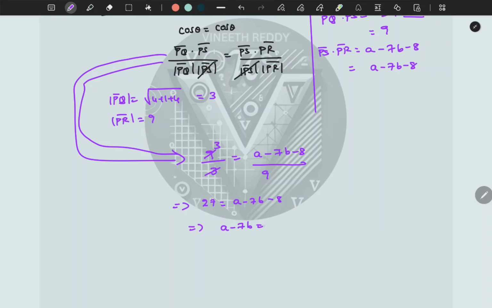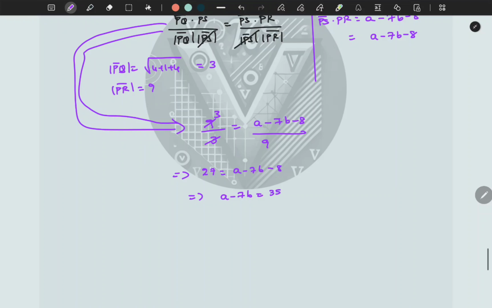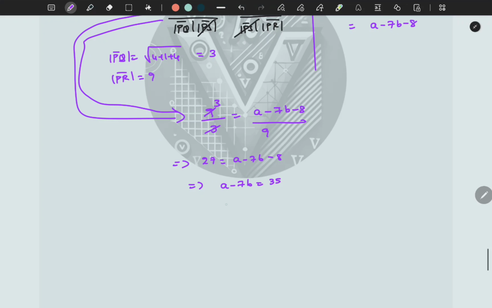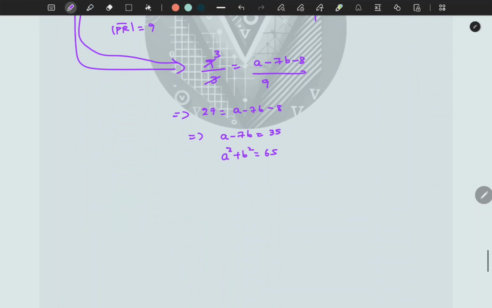So A minus 7B will be 27 plus 8. I think it is 35. Correct. And what is a square plus b square? I think we have 65, if you remember.